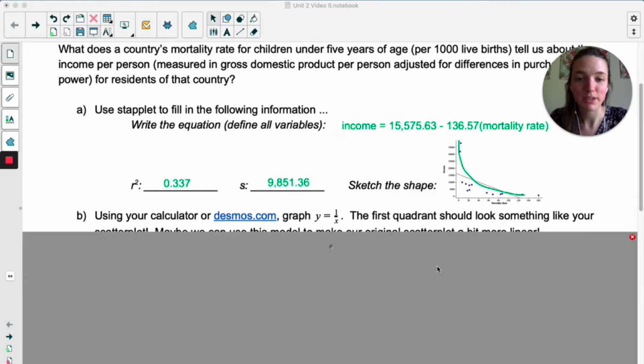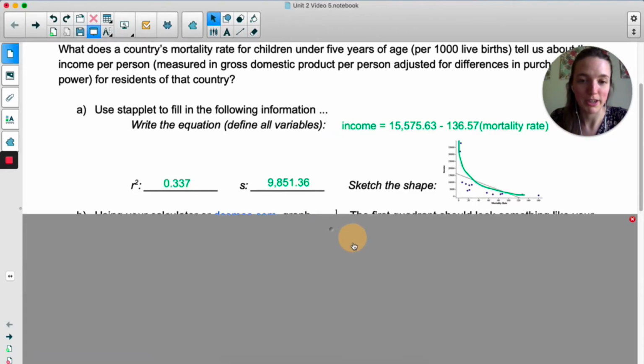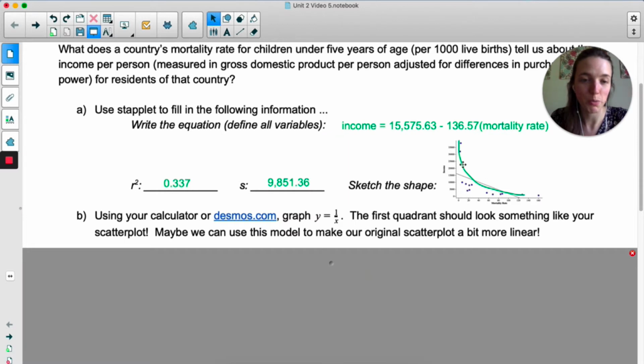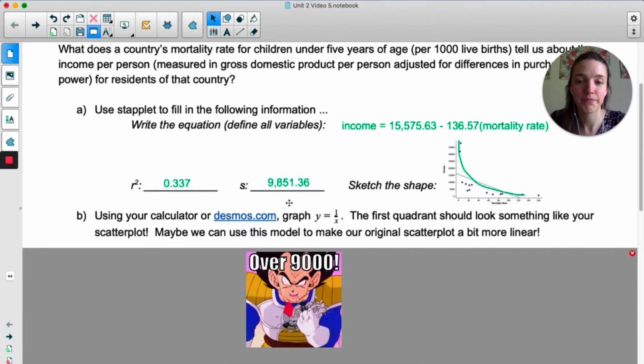So our first example definitely wasn't linear. I drew in the shape here. It was definitely more of a 1 over x shape. These points up here make it not very linear at all. And we can tell it's not linear because r squared is 0.337. So that line is not doing a very good job of predicting values. And the standard deviation of the residuals is also enormous.